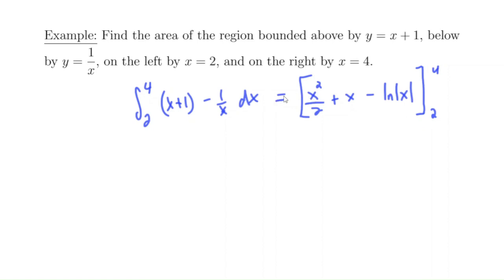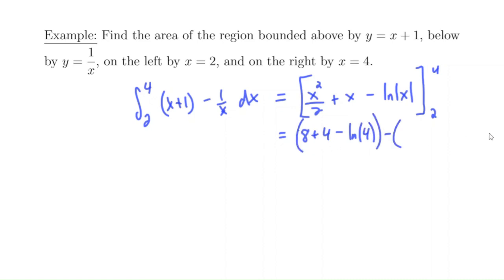So what we've done here really is we've used the fundamental theorem of calculus. The fundamental theorem of calculus says that the way that we can find this area, this net signed area, is by doing an antiderivative and plugging in the endpoints and subtracting. So we're going to plug in 4. Now when we plug in 4, we're going to get 16 over 2, which is 8, plus 4 minus ln of 4.